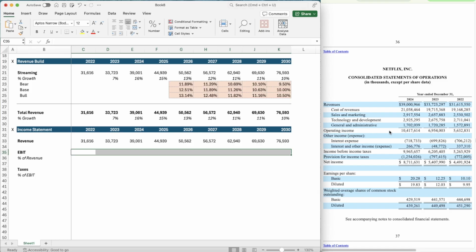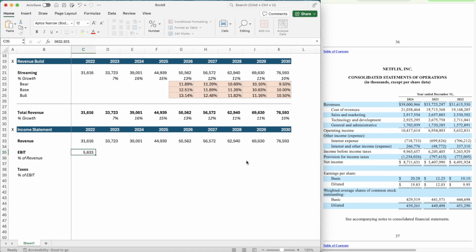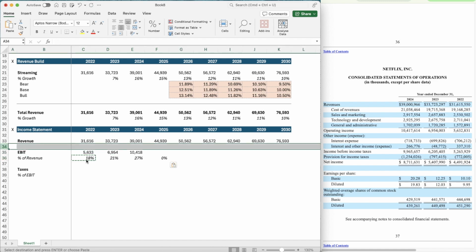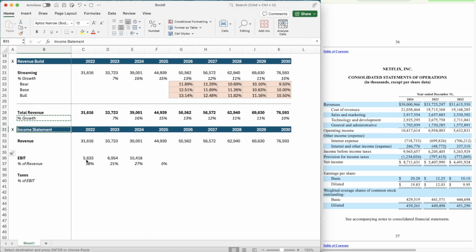Operating income here. 5632.831, 6954, and 417.4. So percentage of revenue is EBIT divided by revenue. 2025. Also, again, let's have growth rate here.